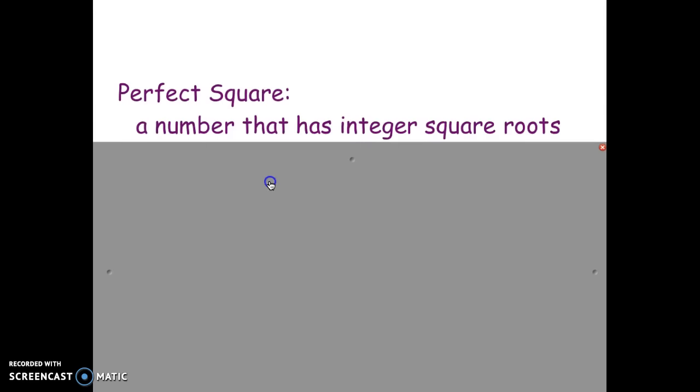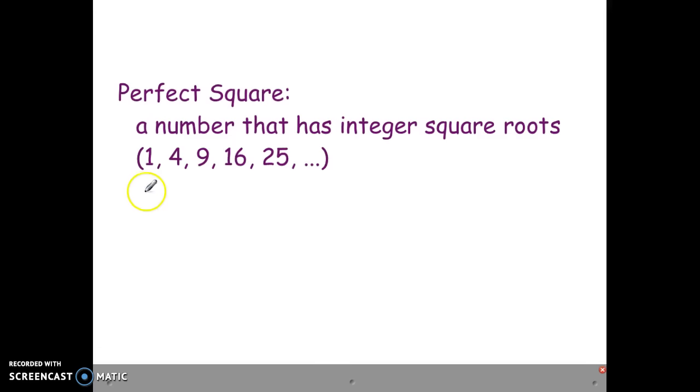When we're talking about perfect squares, those last two problems that we've already talked about have been examples of perfect squares. Perfect squares are numbers that have integer square roots. For example, these values here are perfect squares. The square root of 1 is 1, the square root of 4 is 2, the square root of 9 is 3, the square root of 16 is 4, the square root of 25 is 5. And we could keep going infinitely with these perfect squares.